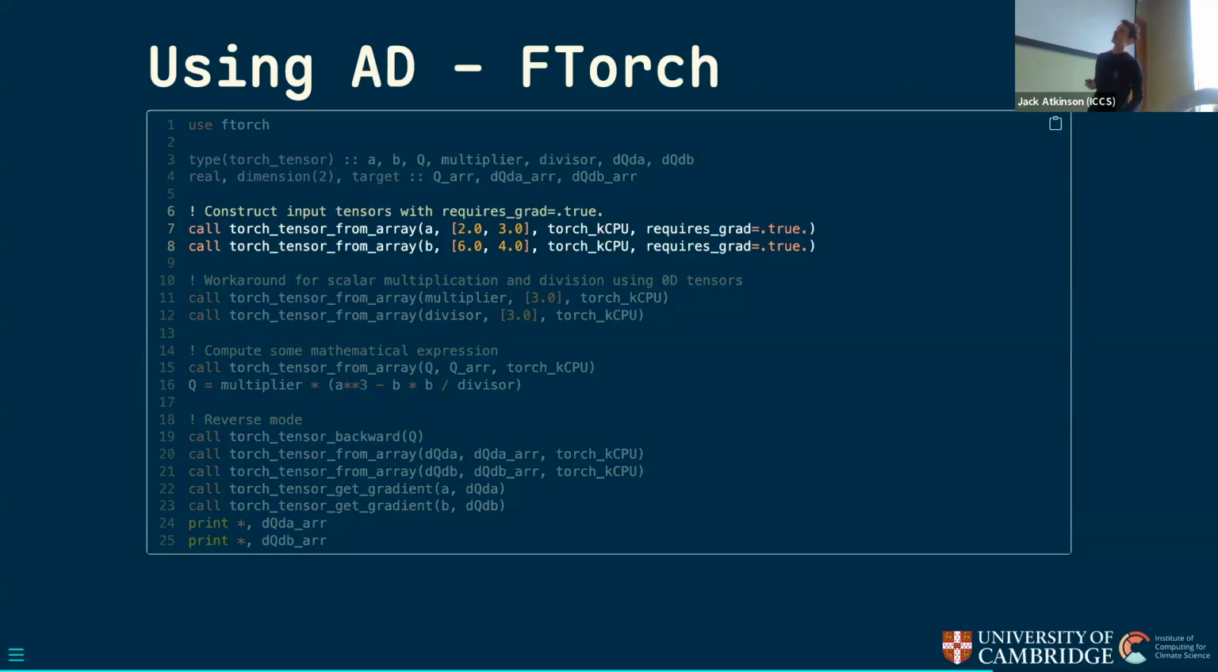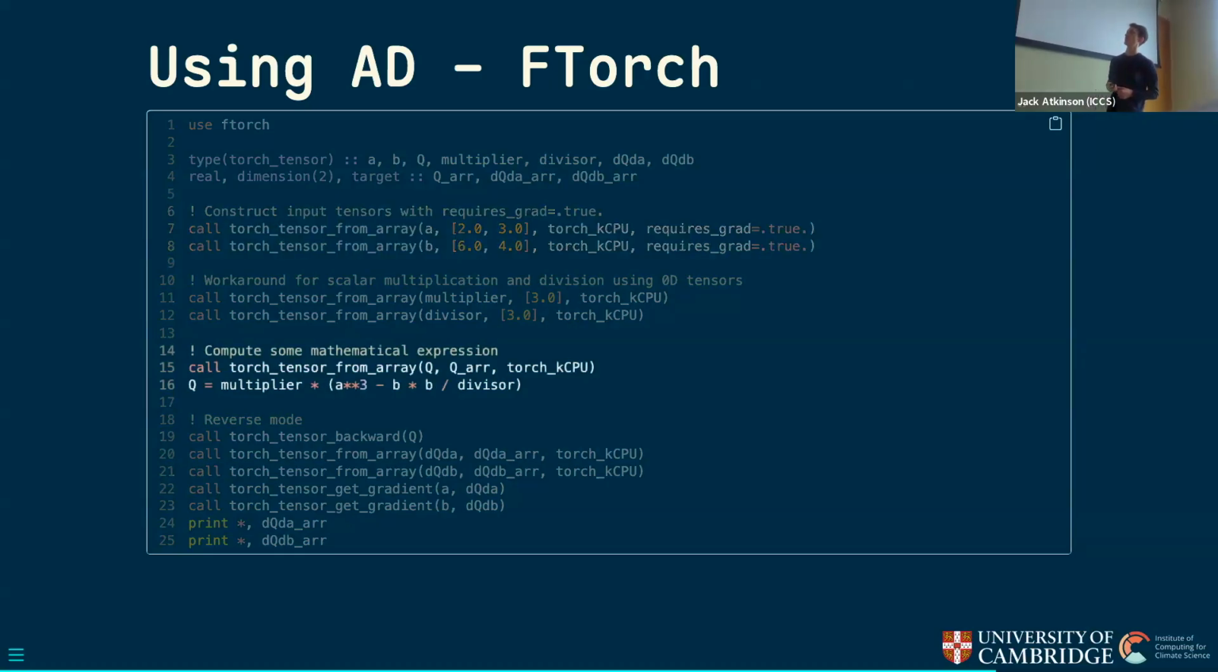You create a couple of tensors, A and B, and you give them requires_grad equals true. Basically what that means is that you intend to use these tensors in some computation that you want to differentiate. There's a step in between where we create some other scalars that don't need to be differentiated with respect to. And then we just compute some expression. Here it's just some arbitrary mathematical expression, doesn't really mean anything, but it gives you a sense that you can combine various different operations here and get an output tensor Q.